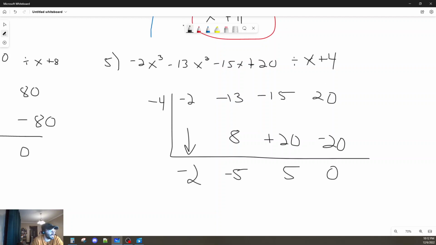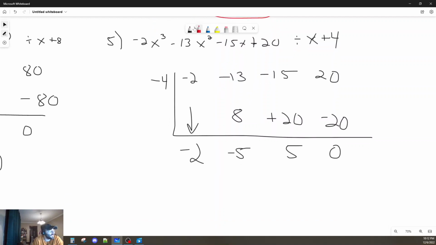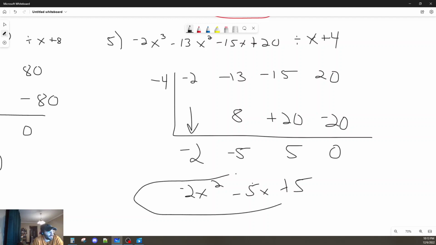Okay, no remainder, good. So we started with x to the third here. We're going to go one less to x squared. So the coefficient is negative 2. Negative 2x squared minus 5x plus 5. That's your answer. Negative 4 on the outside, positive 5.